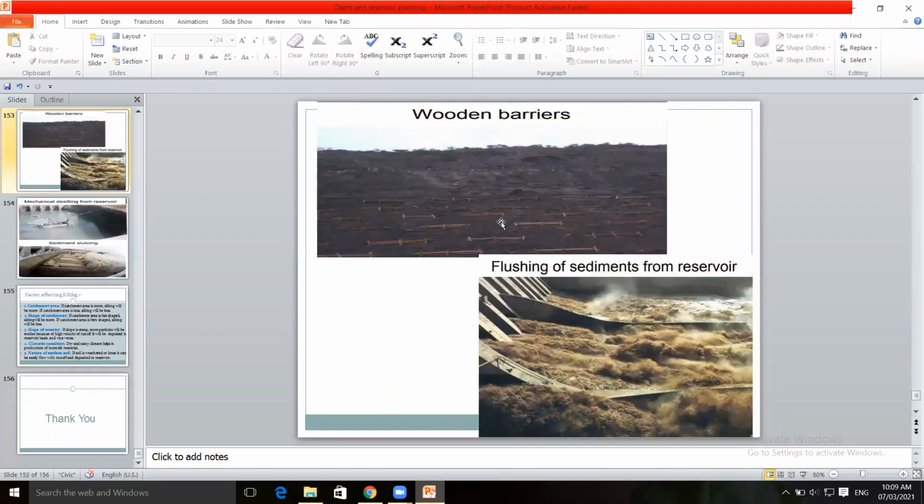Wooden barriers are provided to obstruct the sediments, flushing of sediments from the reservoir. So this sediment is steered with the help of mechanical equipment. This is the steering of the sediments or silt at the bed of the reservoir, so that it is allowed to flow through the openings or galleries provided in the dam structure. This is the flushing of the sediments. The sediments which are settled at the bed of the reservoir are flushed, so that the particles come to the top surface and are allowed to flow through the openings in the dam structure.